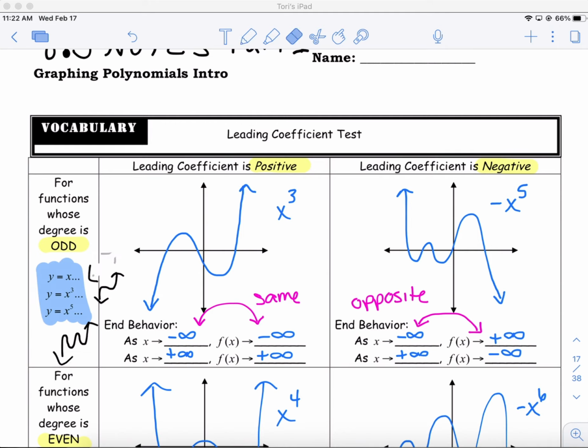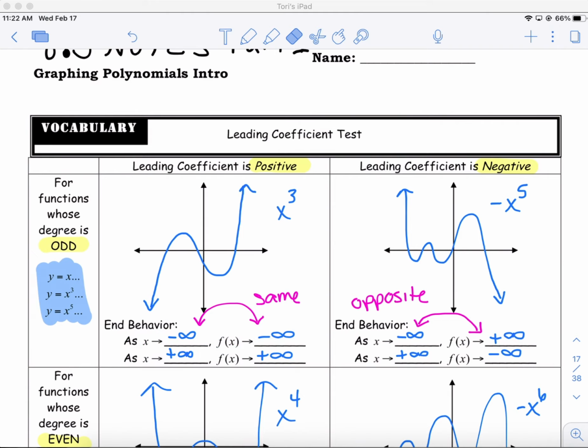All of those, if they are in their original parent function, where their leading coefficient is positive, whether it's a positive 1, positive 2, positive 3, the right side always goes up forever and the left side always goes down forever. That means that the x's and y's should be the same. If x is positive, y is positive. If the x is negative, the y is negative, okay?